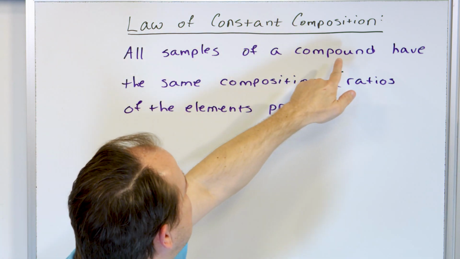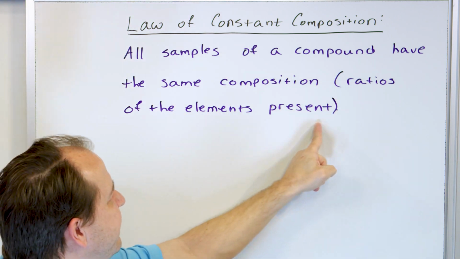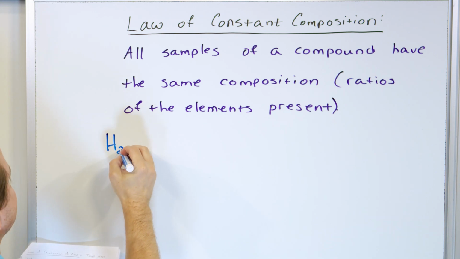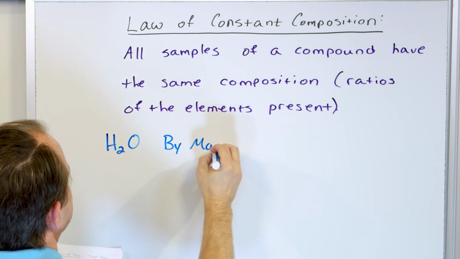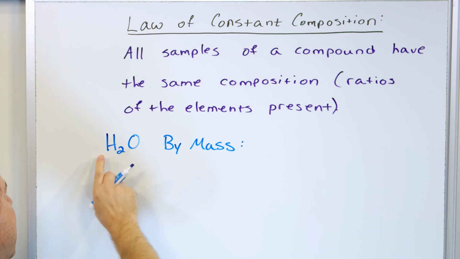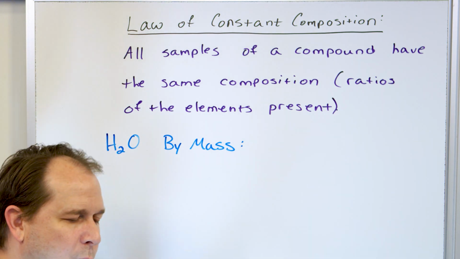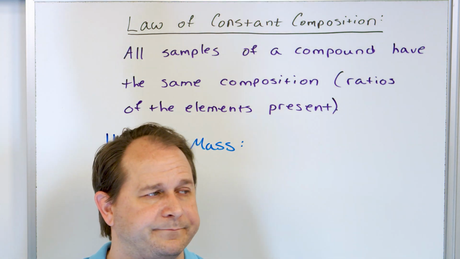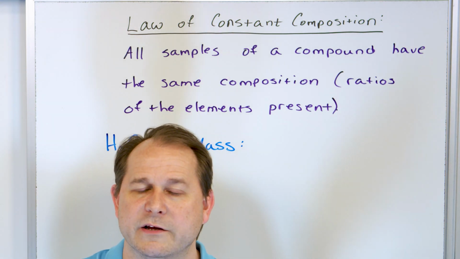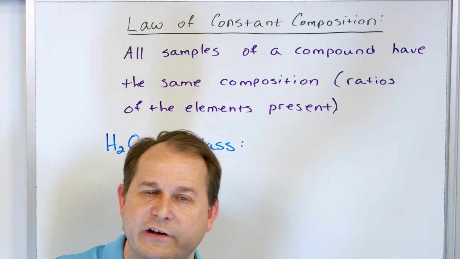It says that all samples of a compound have the same composition, which are the ratios of the elements that are present there. So what I mean by that is, if I take H2O, and by mass meticulously measure how much hydrogen is in this water molecule and how much oxygen is in this water molecule, by the way, how would I do that? I would take a bucket of water and I would have to break up the water molecule. And we know we can actually do that by passing an electric current through the water. You'll see bubbles forming on one wire and other bubbles forming on the other wire, and those bubbles are the hydrogen and the oxygen gas.